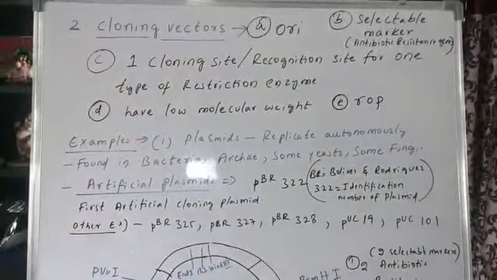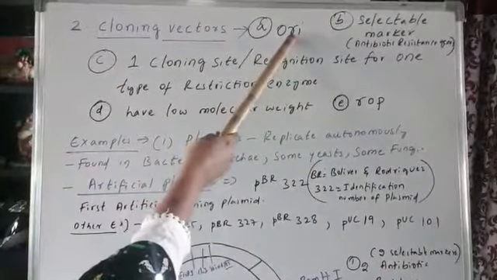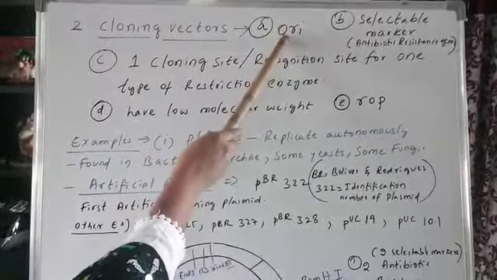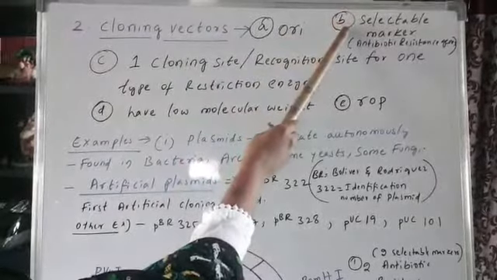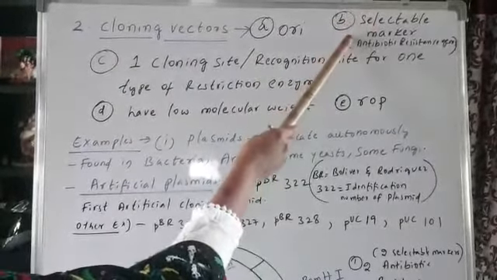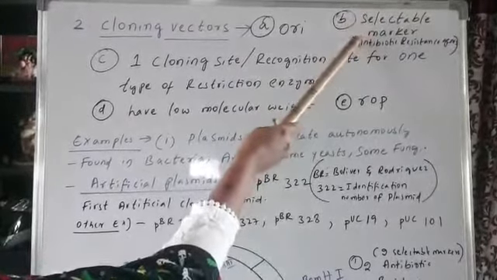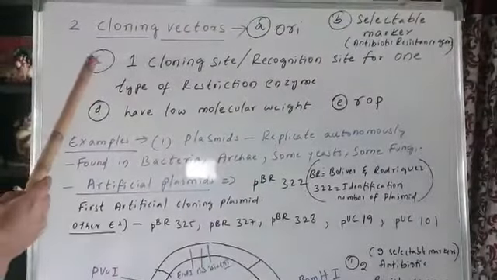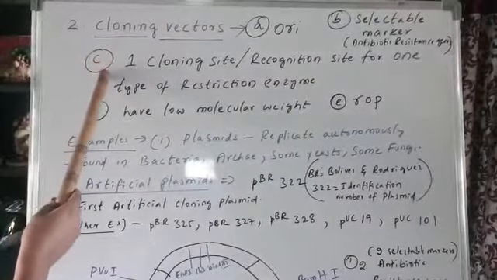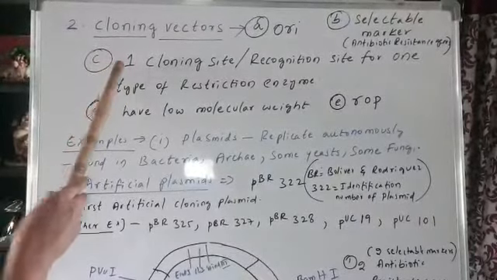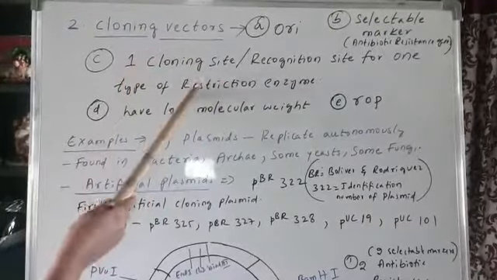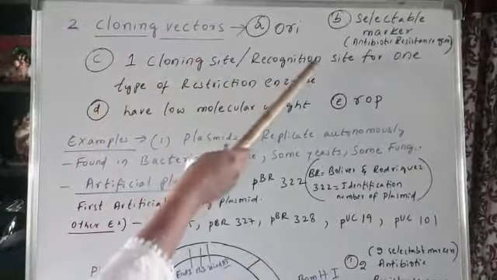So these are the properties of a cloning vector. It should possess an ORI, and the ORI which supports high copy number is preferred. Second, a cloning vector should have a selectable marker; generally we use antibiotic resistance genes. And the third important property is that for one restriction enzyme, there should be a single cloning site or single recognition site, since we use restriction enzymes to cut the cloning vectors.